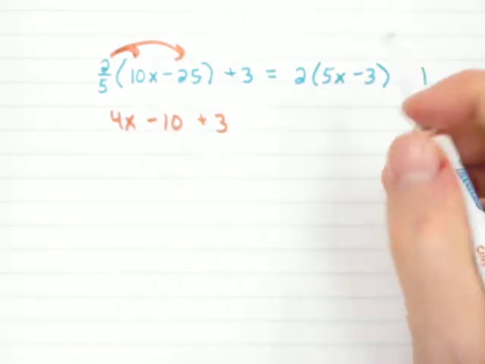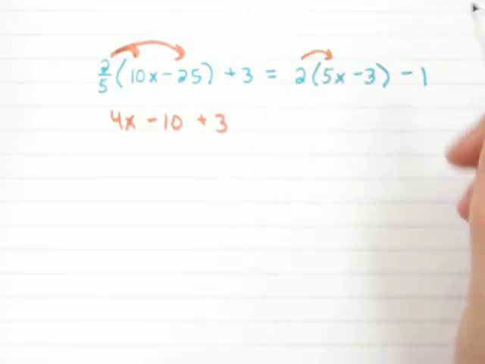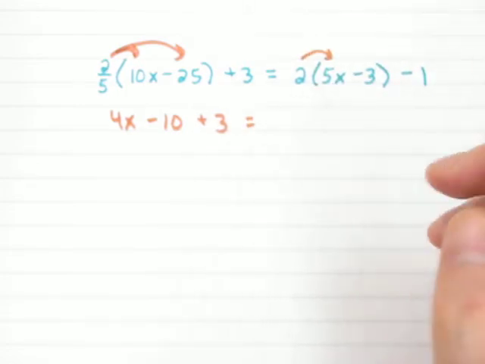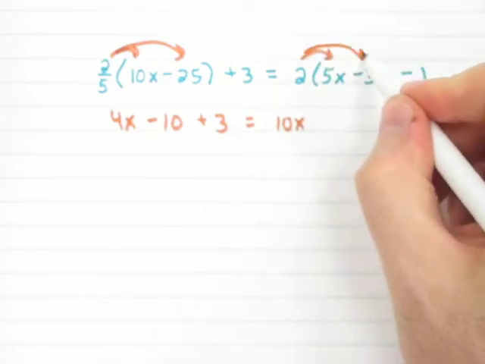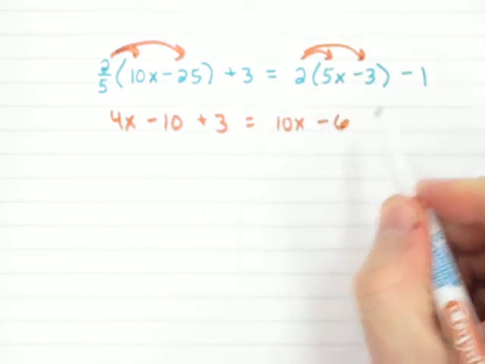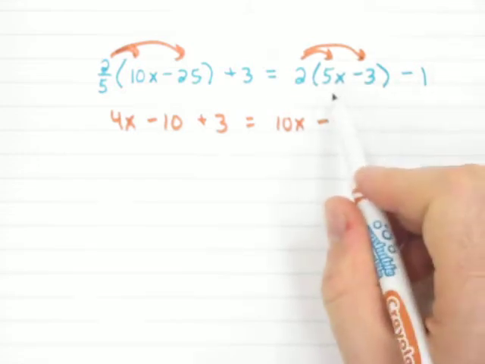As I move to the right side of the equation, I distribute this 2 across. 2 times 5x, 10x. 2 times negative 3 produces negative 6. And likewise, I'll bring this negative 1 down as it wasn't part of the parenthesis.